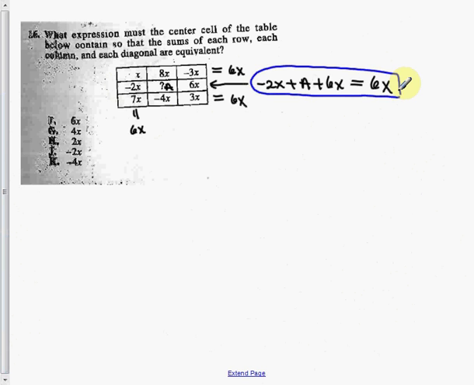So if I take that equation, I have negative 2x. Subtract that 6x on both sides, so I get negative 2x plus a is equal to 0. Do you see that? Subtracting 6x on both sides, right? And so a has to be 2x.